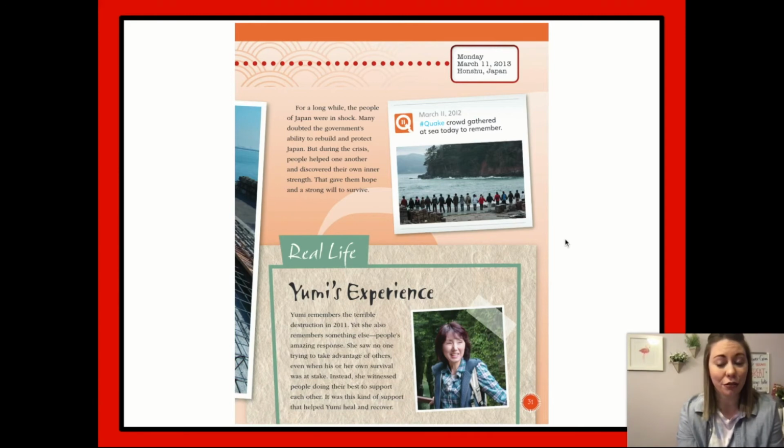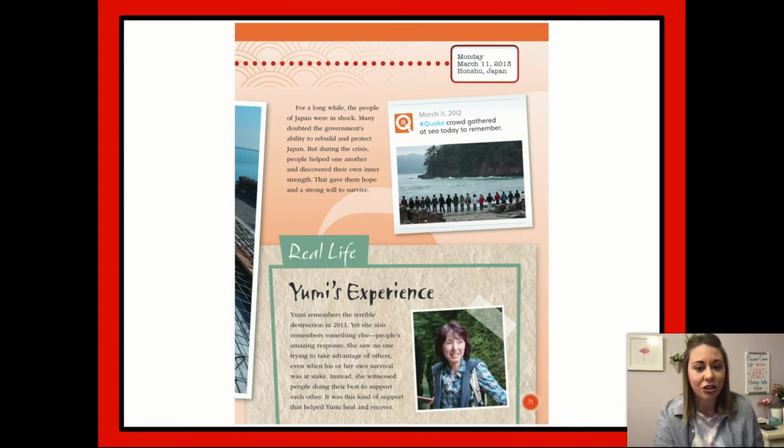So again, we've been learning about Yumi in this book. So it says, Yumi remembers the terrible destruction of 2011, yet she also remembers something else, people's amazing responses. She saw no one trying to take advantage of others, even when her own survival was at stake. Instead, she witnessed people doing their best to support each other. It was this kind of support that helped Yumi heal and recover. So again, instead of people trying to get ahead, everyone was helping each other. So Yumi was saying that was something really good that she saw.